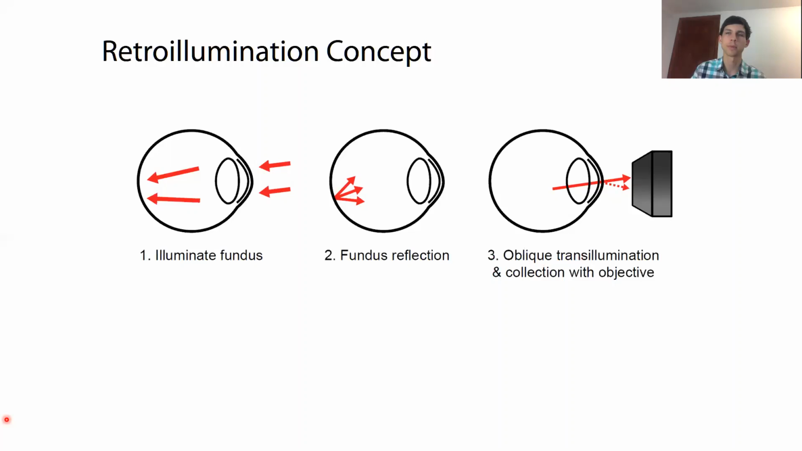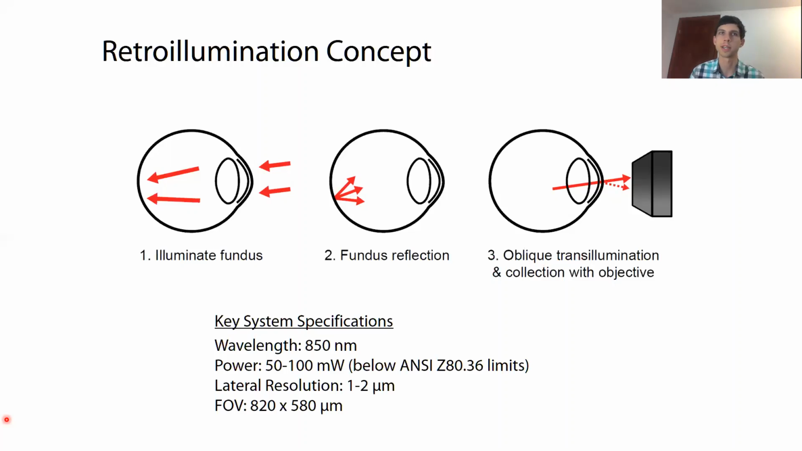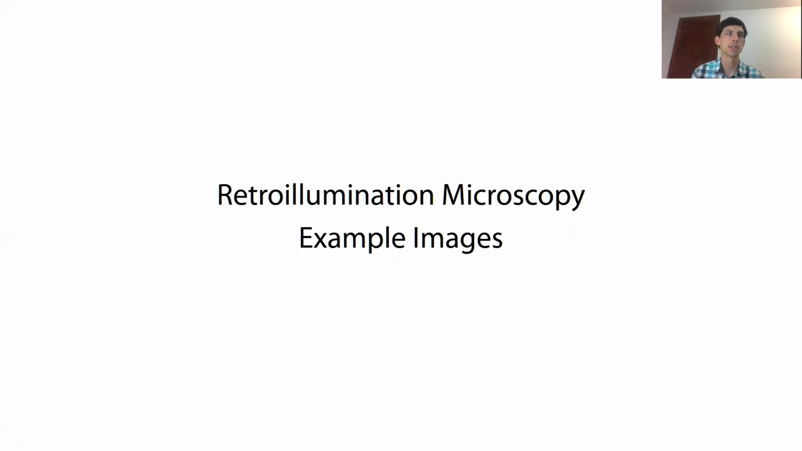Our prototype system has a few specifications. We used near-infrared light at 850 nanometers because this was strongly reflective. And we use about 50 to 100 milliwatts, below the ANSI limits, because it's spread out over a large area. The lateral resolution is about 1 to 2 microns, comparable to confocal microscopy, except with a 3 times larger field of view. Some example images I'll show now quickly.